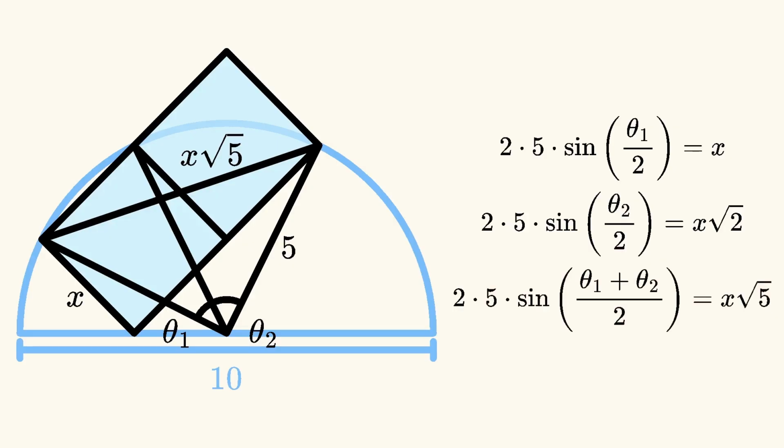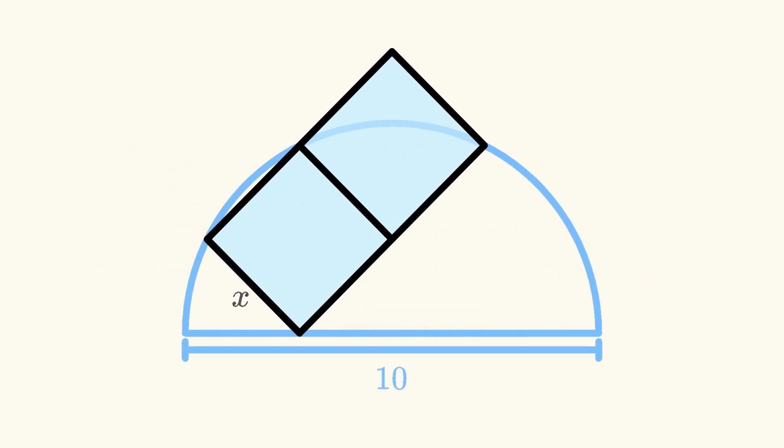Now we have a system of 3 equations and 3 unknowns, and when it's solved, with some help from a computer, we find that x is equal to the square root of 10. And from there it's just a few straightforward calculations to reach the final answer, 20.